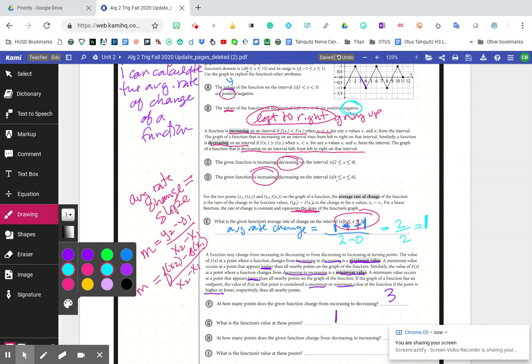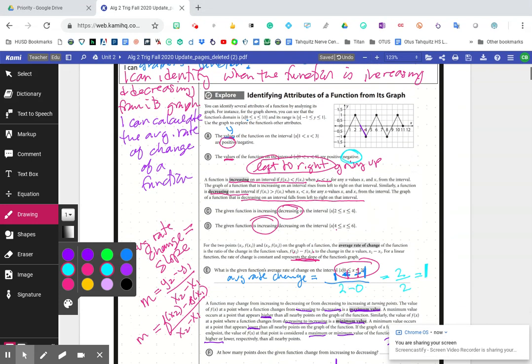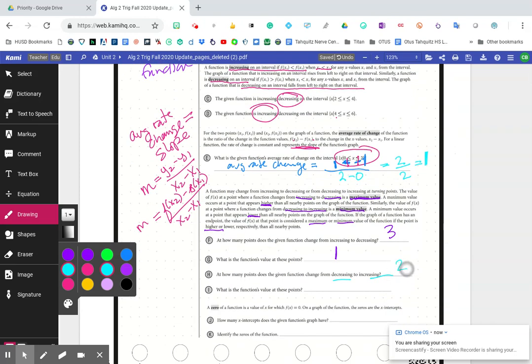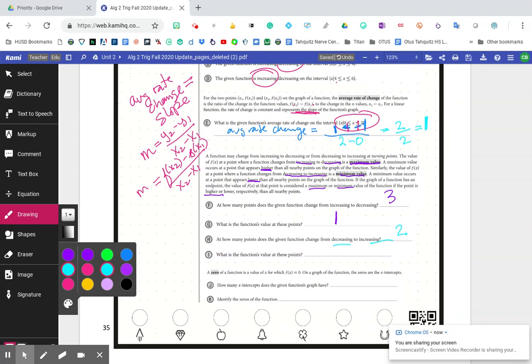how many points does the function change from decreasing to increasing? So there's one decreasing to increasing, two decreasing to increasing, and that's it. So I would say twice. What is the function's value at these points? So if I look at the function's value, in this case, they happen to be the same. They aren't always. So it's at -1.